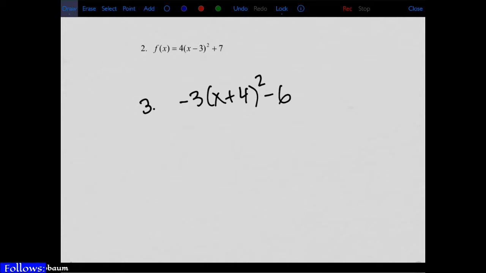We want to get this thing into standard form. So what we're going to do is just multiply everything out. Okay, all we do is multiply everything out.